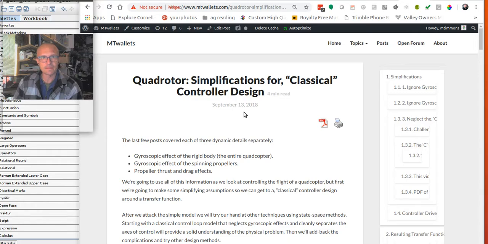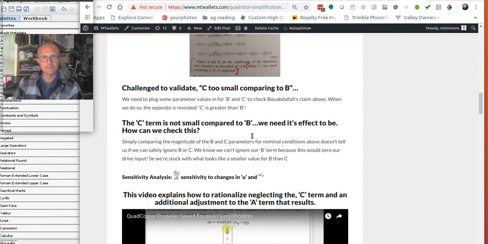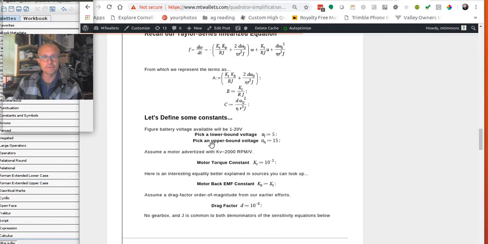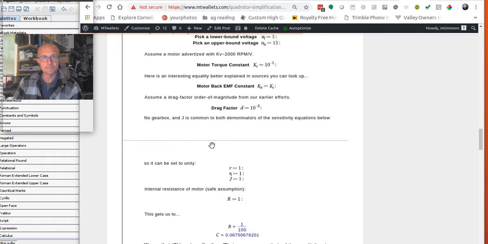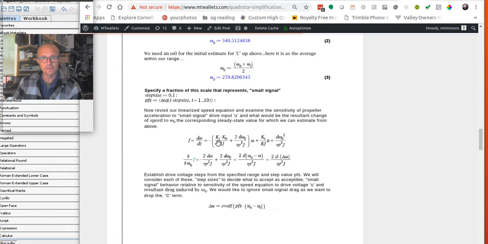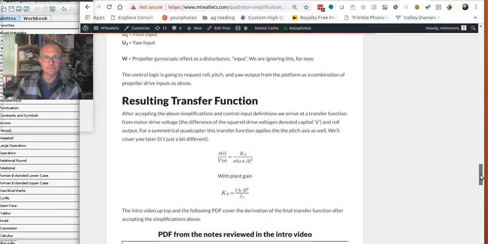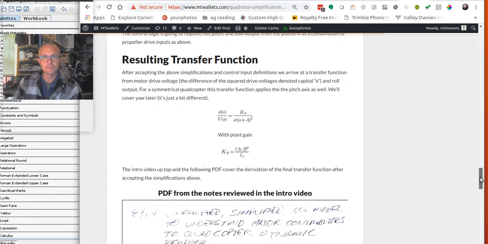Effects of the rigid body and the propellers. Explained how we did all that in the post. I'd refer you to that post from September 13th on MT wallets, and the end result of all that, if you bear with me, is we got to a plant transfer function for the roll axis and the pitch axis, if we assume we're starting from hover.